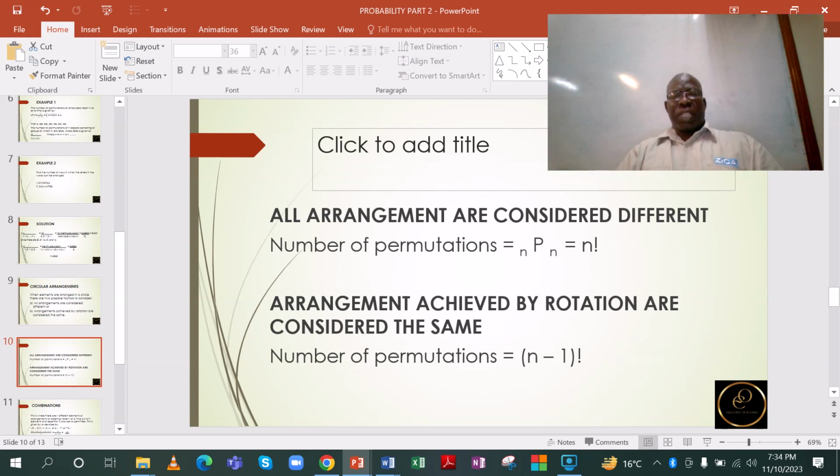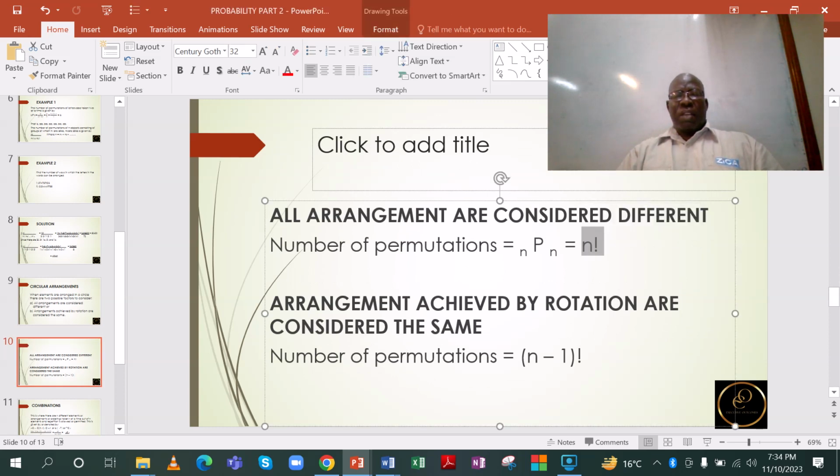Find out if there are two conditions. If all arrangements are considered different, then this is the formula you use. If arrangements achieved by rotation are considered the same, then this is the formula you use in calculating the permutation.